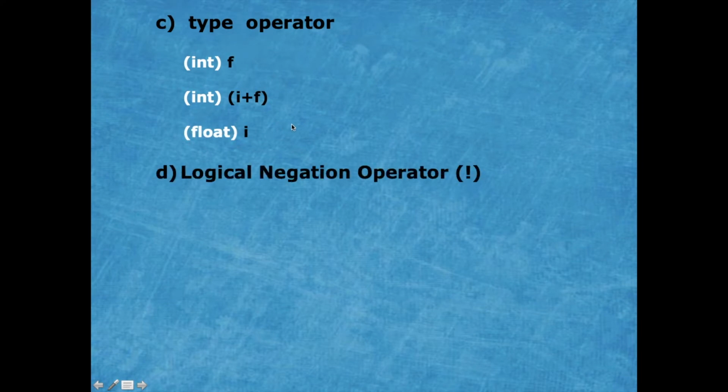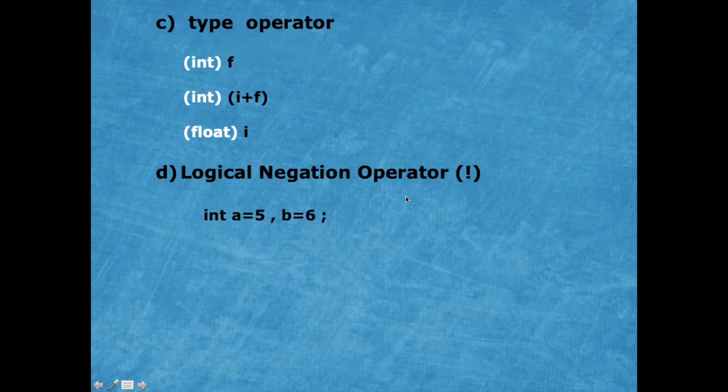Finally, let's take one more unary operator, that is logical negation operator given by a single exclamation mark. Now what this operator will do is it will reverse the logical value of its operand. What it means is that if the operand is true, this operator will make it false, and if the operand is false, it will make it true.